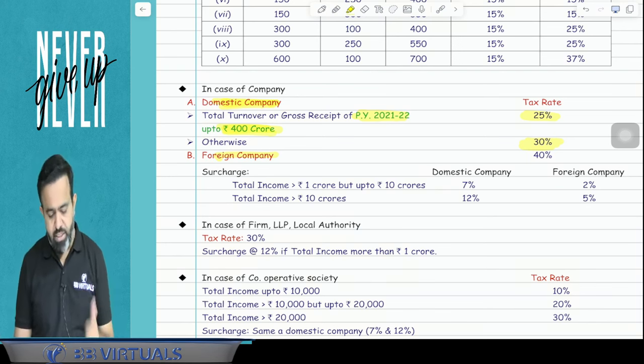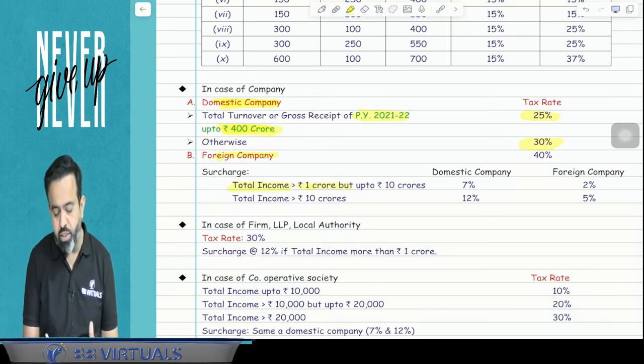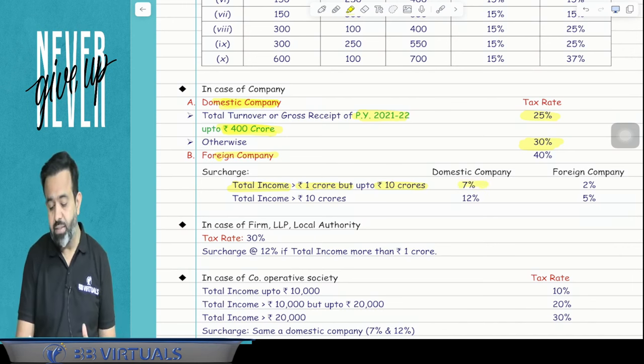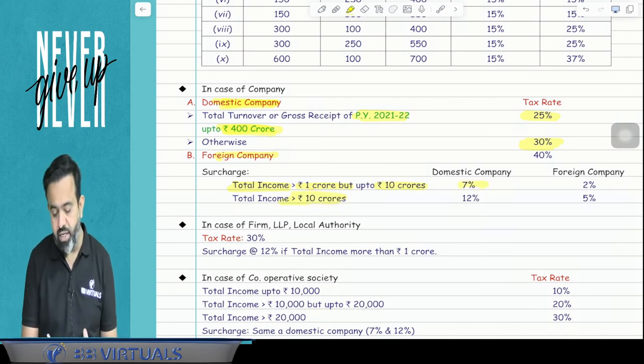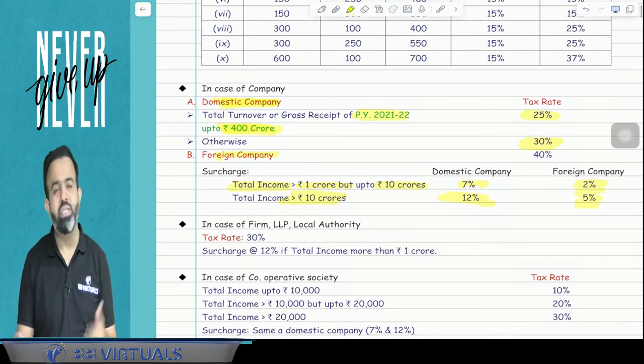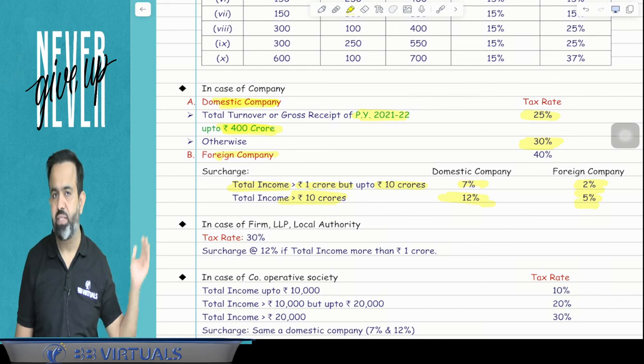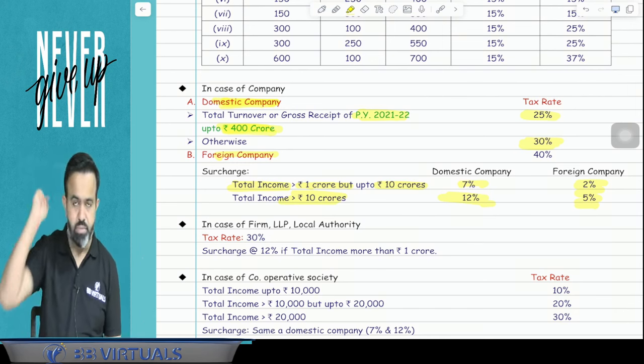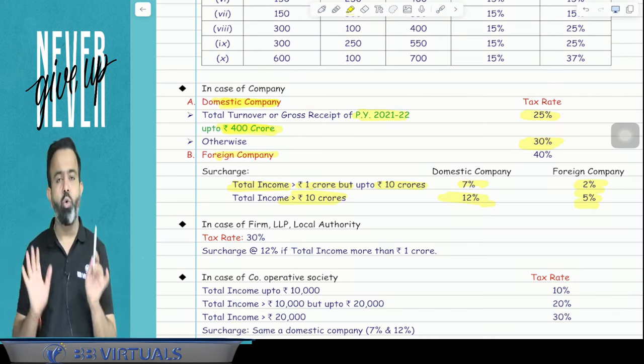In case of the domestic company, if your total income is more than 1 crore, up to 10 crore, then surcharge is 7%. If your total income is more than 10 crore, then surcharge is 12%. And in case of foreign company, your surcharge is 2% and 5% instead of the 7% and 12%. So, what I am saying is that surcharge depends on your total income.